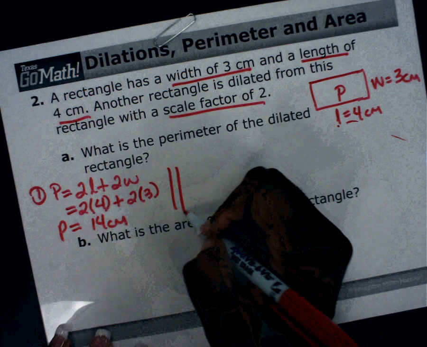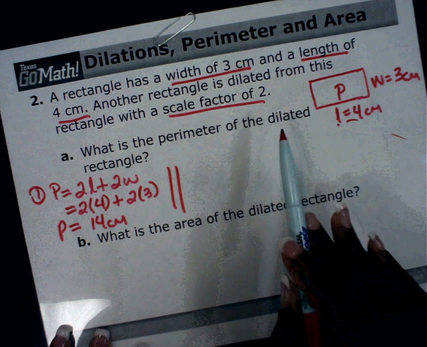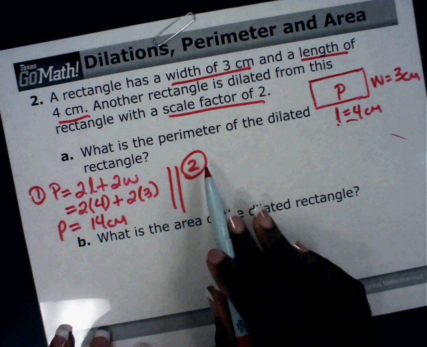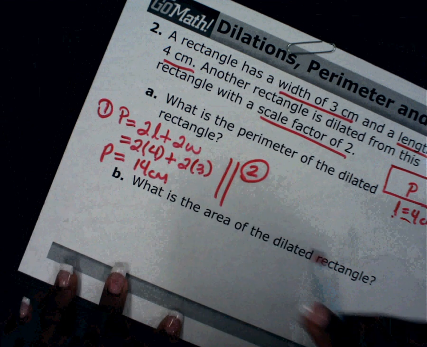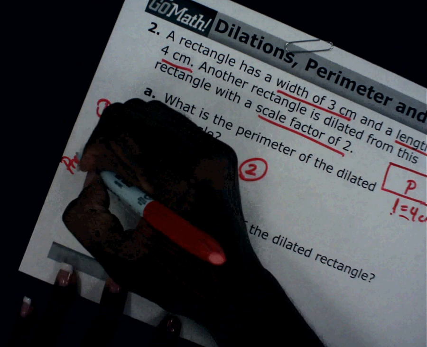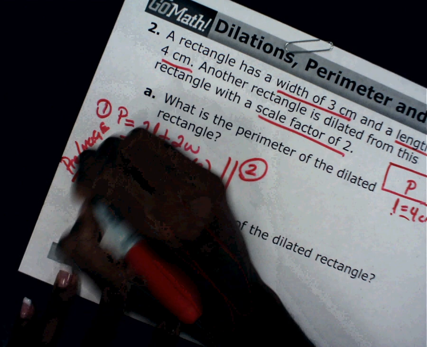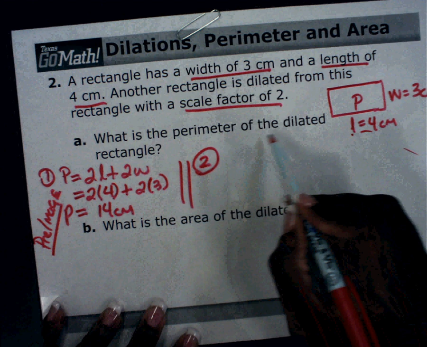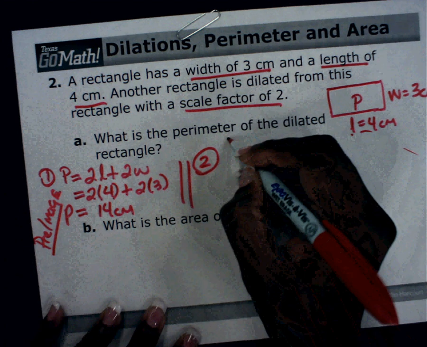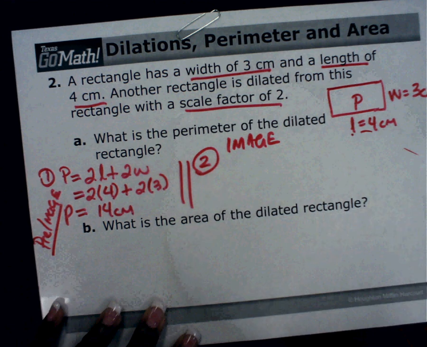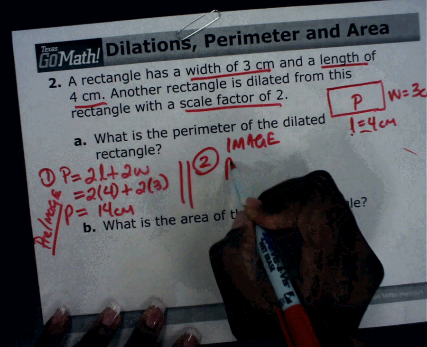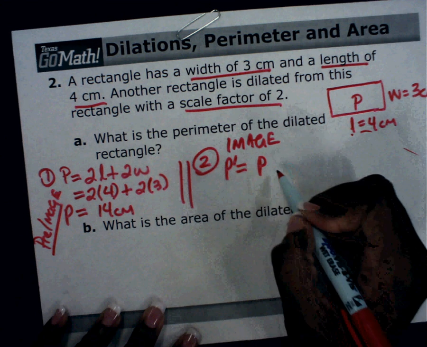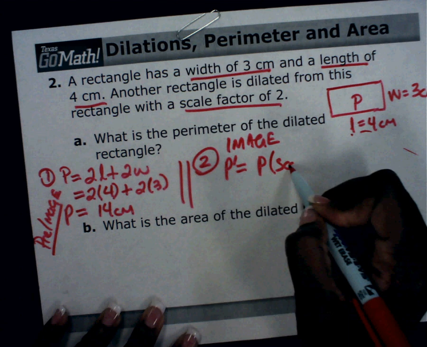And then the second thing that we need to do now is find the perimeter of the dilated rectangle. So step 2, this is going to be our image. I'm going to do it sideways for just a moment. So this is our pre-image. Okay, so that's our pre-image. And now we're going to find the perimeter of the dilated rectangle. So this is going to be our image. Okay, so for P prime, the formula is the perimeter times the scale factor.